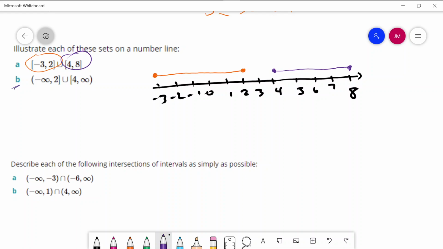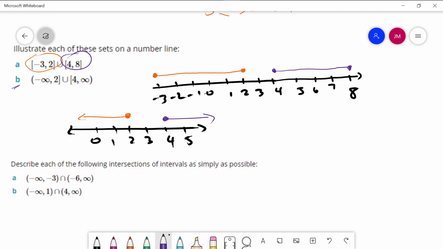Looking at part B, I've got from -infinity up to 2 inclusive. So 2, 1, 0, etc. So I've got this colored in circle going down, and then from 4, so that'd be 3, 4, 5, etc. I would have colored in circle and all the values going up.